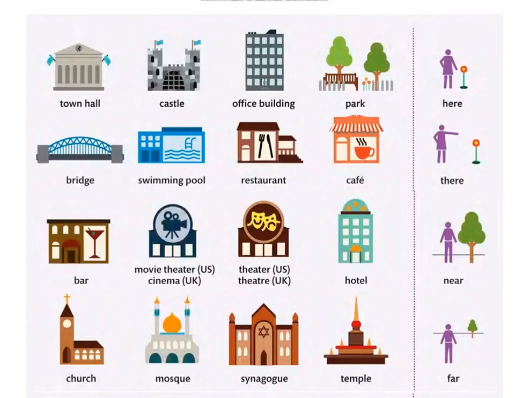We can use many words when we are talking about places, like here, near. And there, which means far. Here is the opposite of there. We have other adjectives like near, and far.